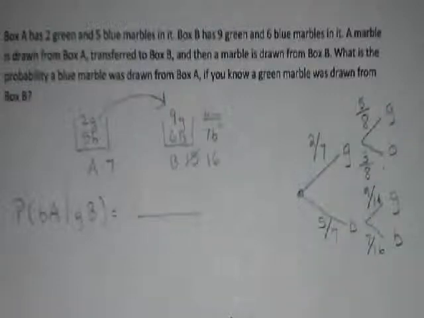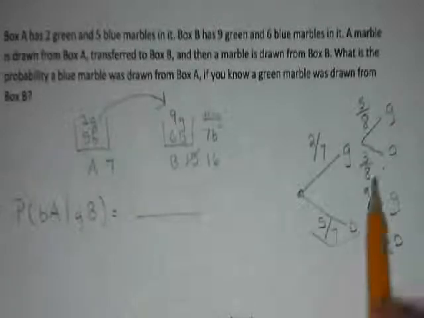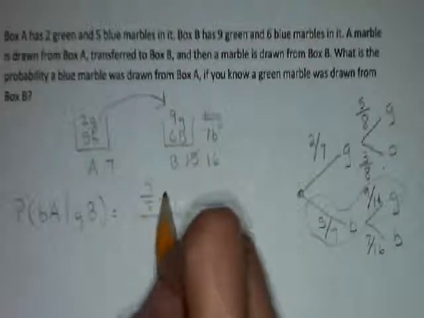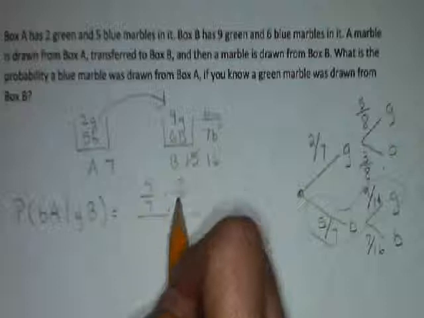Now that we've got the tree complete, we're ready to construct our probability. So remember, the top part of the fraction is the way to achieve what we want to happen. We want to have a blue out of A, green out of B. And so that would be this part of the tree right here. So I would have 5/7 times 9/16 on the top of the fraction.